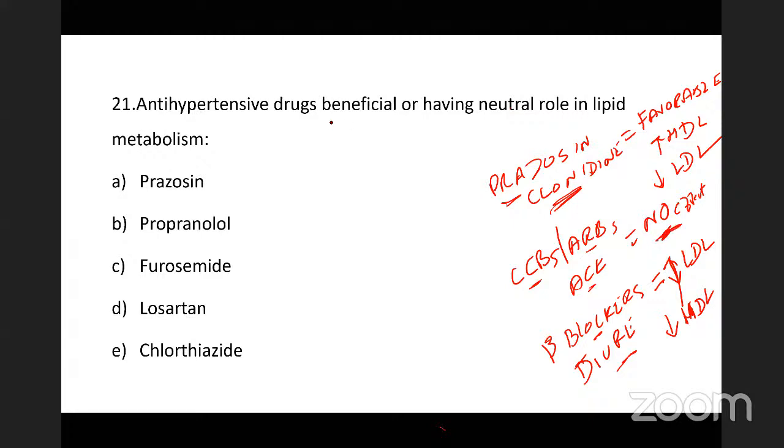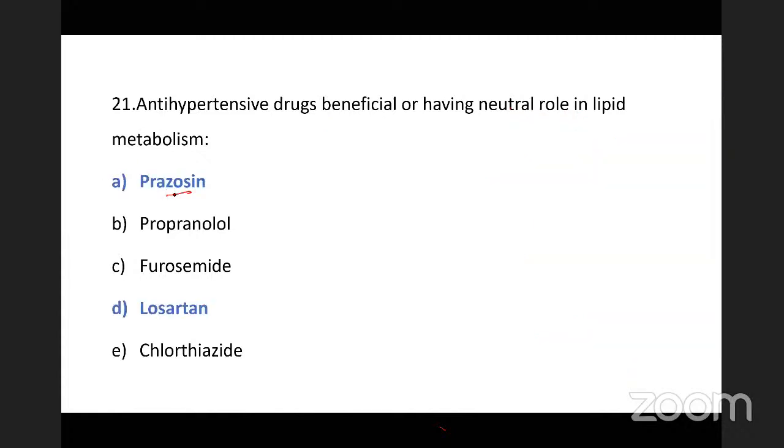So they are asking which drugs have a beneficial or neutral role in the lipid profile. Among the following options, prazosin produces a beneficial effect. Losartan has a neutral effect on the lipid profile. Propranolol is a beta blocker. These are thiazide diuretics, and this is a loop diuretic. Thiazide diuretics cause dyslipidemia; they increase LDL and decrease HDL. So the option is prazosin and losartan.